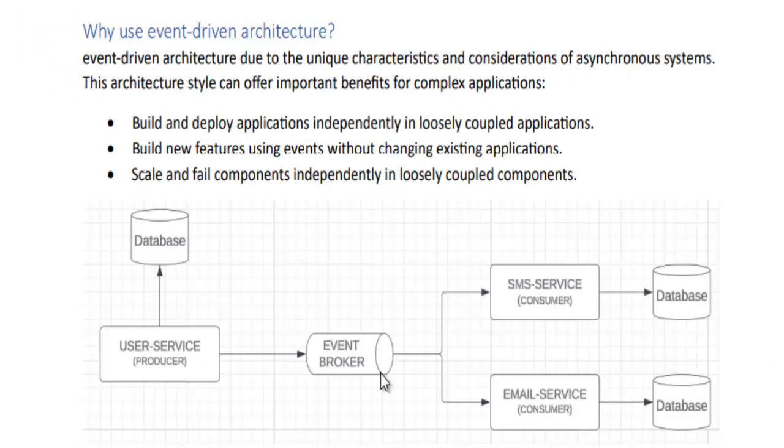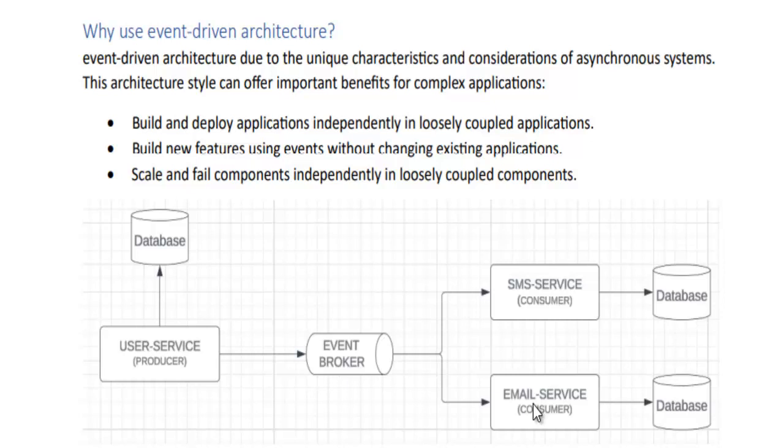Why use event driven architecture? Event driven architecture is due to the unique characteristics and considerations of an asynchronous system. This style can offer important benefits for complex applications: build and deploy applications independently in loosely coupled applications. If you see in that diagram, we have a user service, an SMS service, and an email service, and that architecture suits my example and is based on my need.